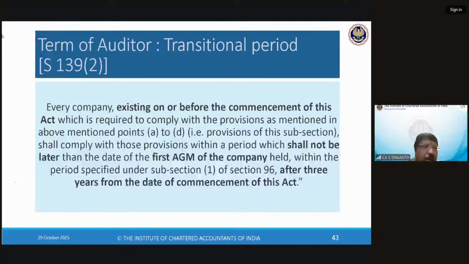Mustafa. But you see, when the Act was first passed, there were a lot of firms which had already completed 10 years. What will they do? So for them, they gave the transitional period.